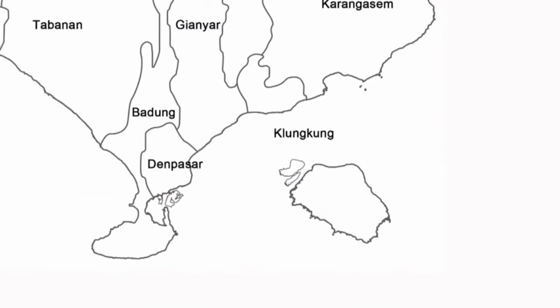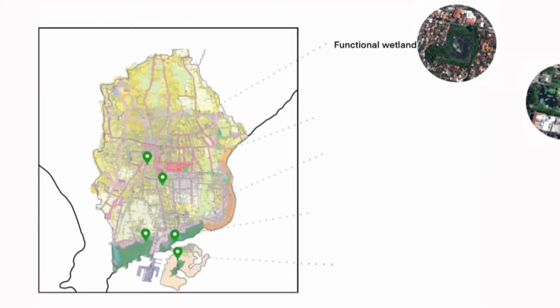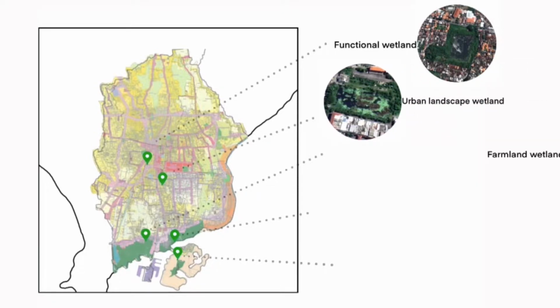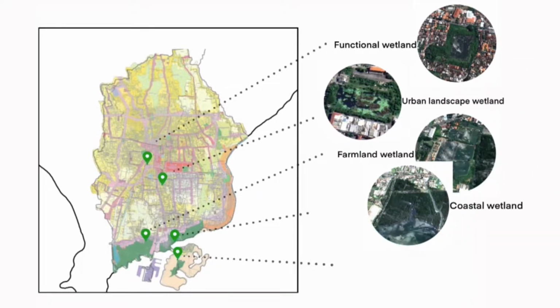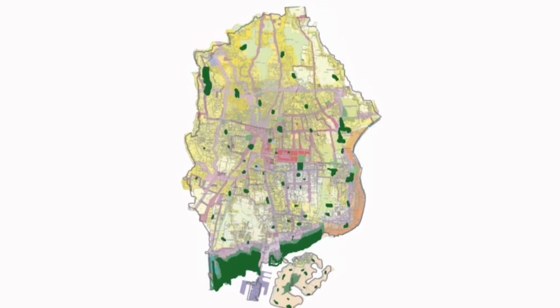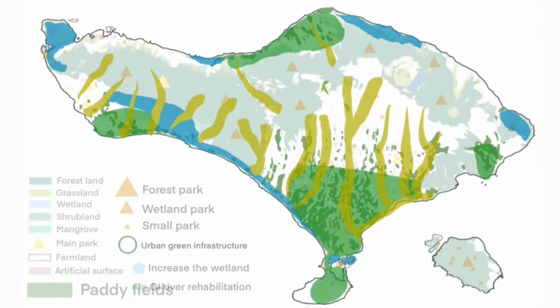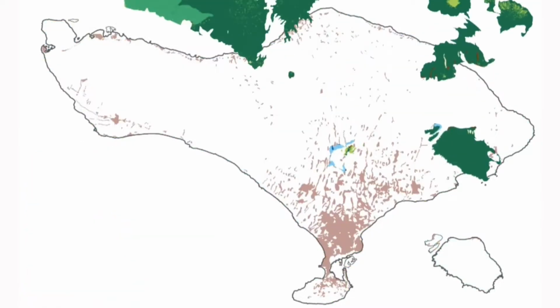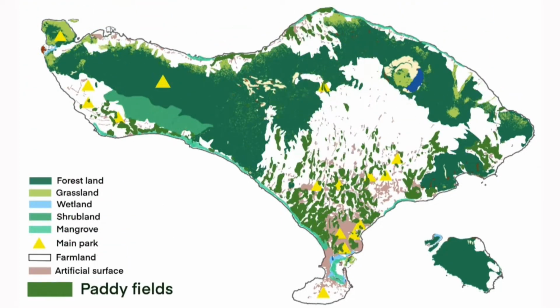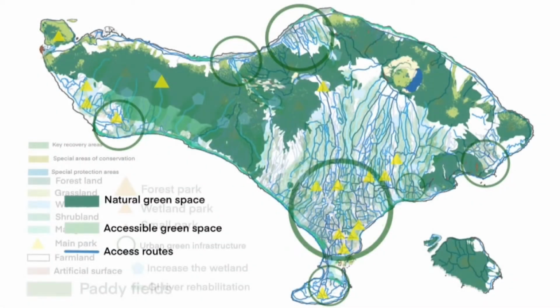After that, zoom in to Denpasar. There are different kinds of wetland: functional wetland, urban landscape wetland, farmland wetland, coastal wetland, river wetland. Then 8 more small wetlands form a network. Throughout Bali, we need to establish protected areas, key recovery areas, special areas of conservation, and special protection areas. Finally, in 2045, we create a network of green infrastructure. GI is accessible and connected.